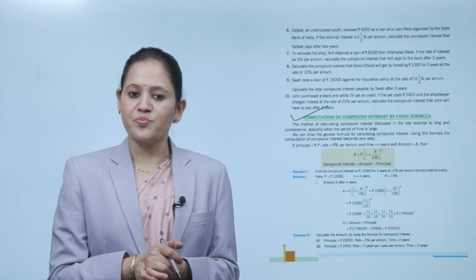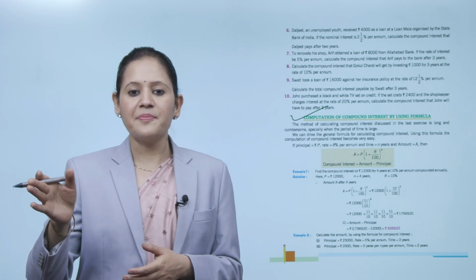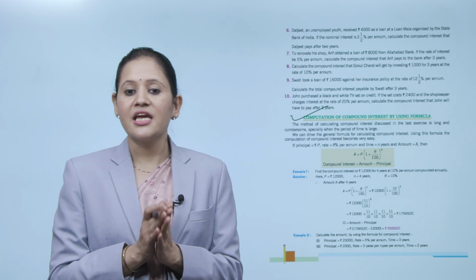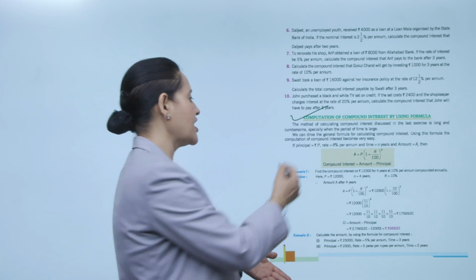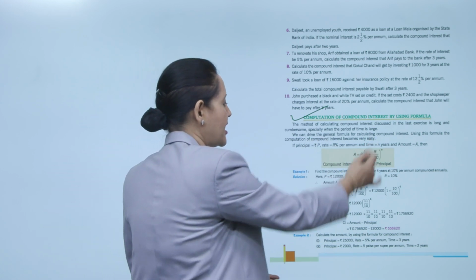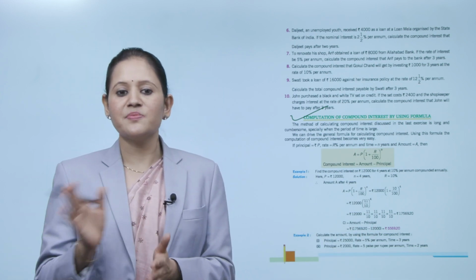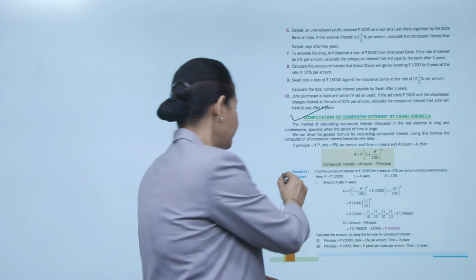If the principal equals P rupees, rate R% per annum, time is n years and the amount A, then amount A equals P into 1 plus R upon 100, to the power n. Compound interest equals amount minus principal. Now we'll take an example.